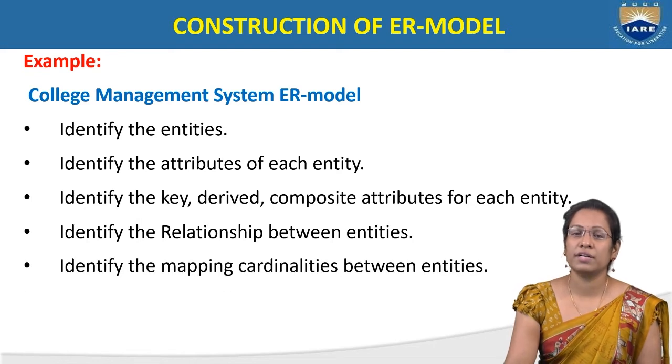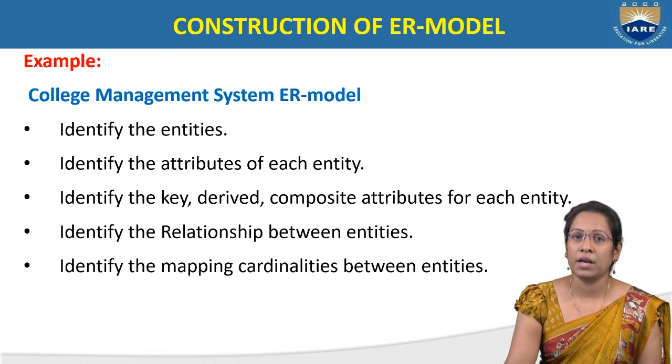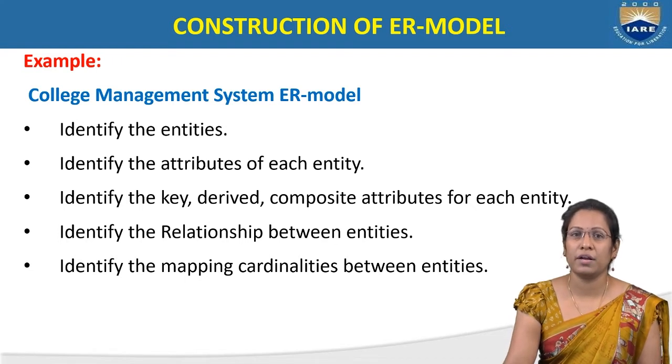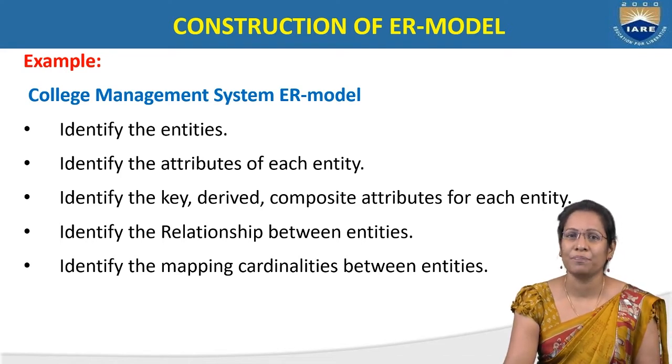Later on, once we have found the relationship, we need to go with mapping cardinalities between the entities. Mapping cardinalities are nothing but types of relations: one to one, one to many, many to many and many to one. In these mapping cardinalities, we need to decide which one is suitable for two different entities. In that way, we go with the construction of the ER model. So these are the five basic steps we require to construct the ER model.